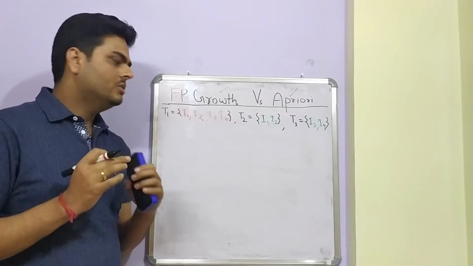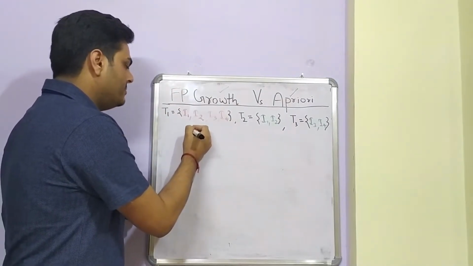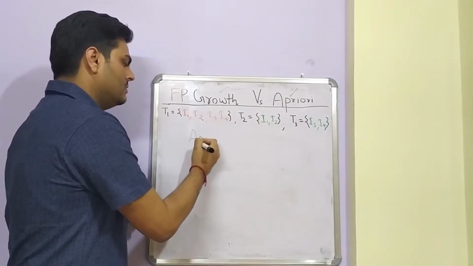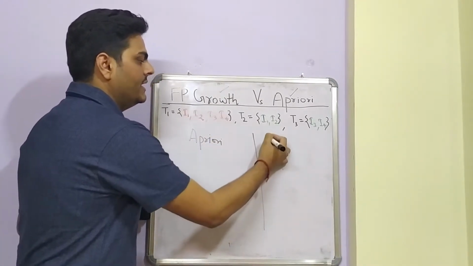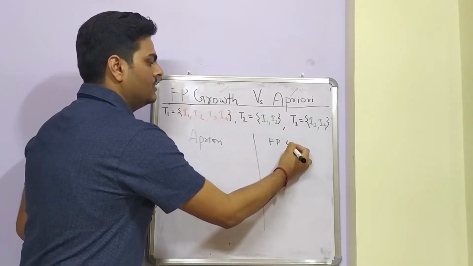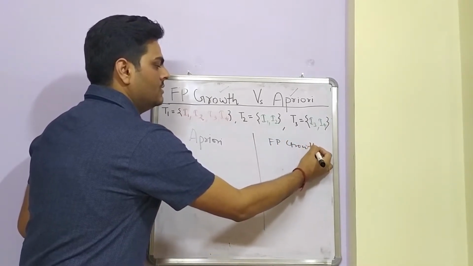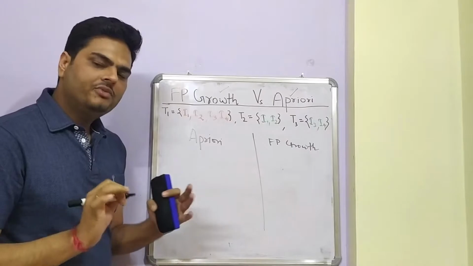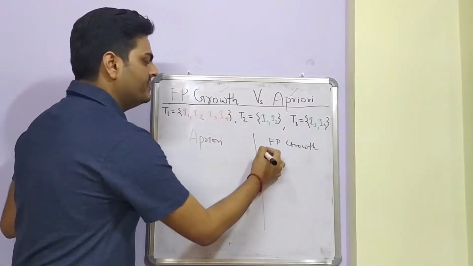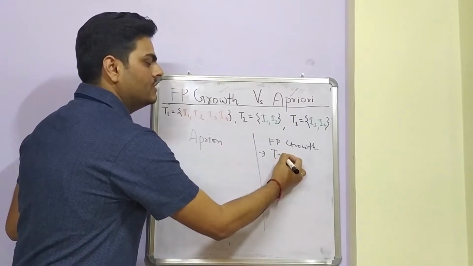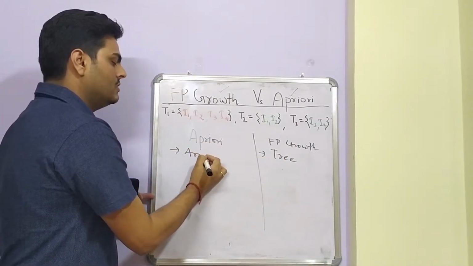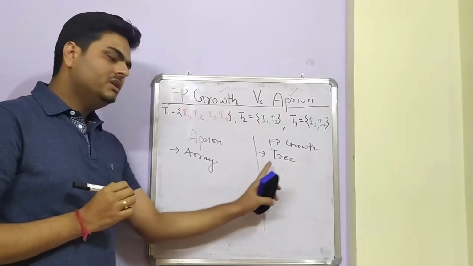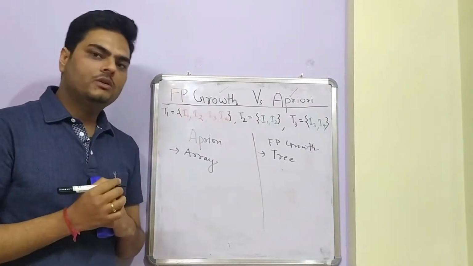Okay, so I am writing here, let's say a priori, and I am writing here FP growth. The basic difference between these two algorithms is, this is a tree based algorithm, and this is an array based algorithm. So what is a tree based and what is an array based algorithm?